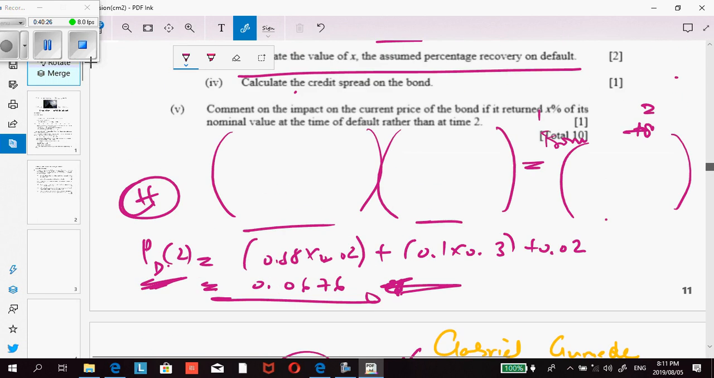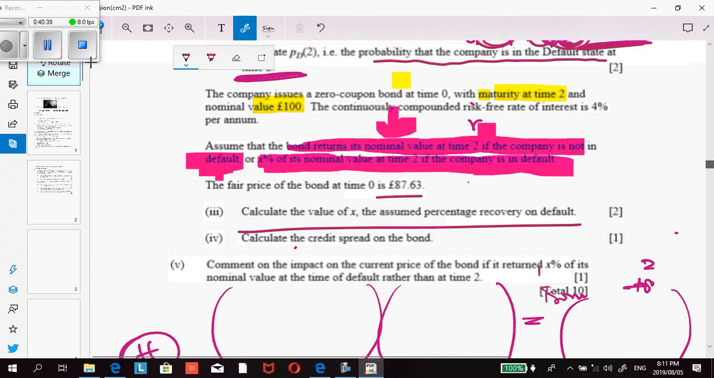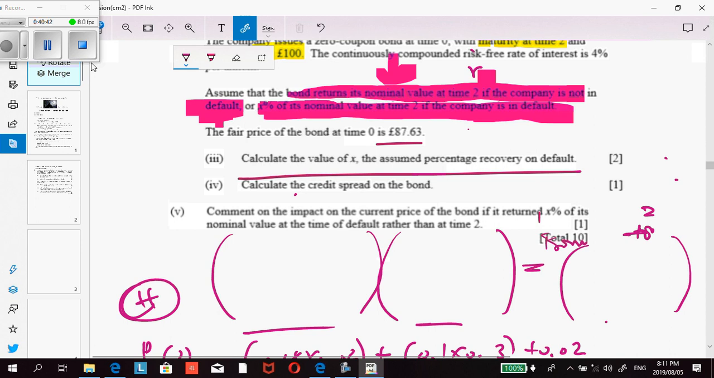Now, the last question says, comment on the impact on the current price of the bond if it returns X% of its nominal value at the time of default rather than at time 2. Now, here, the default might happen before time 2. So the price might do what? Might increase, okay? Because the default can happen before time 2, because the question says the default can happen anytime.